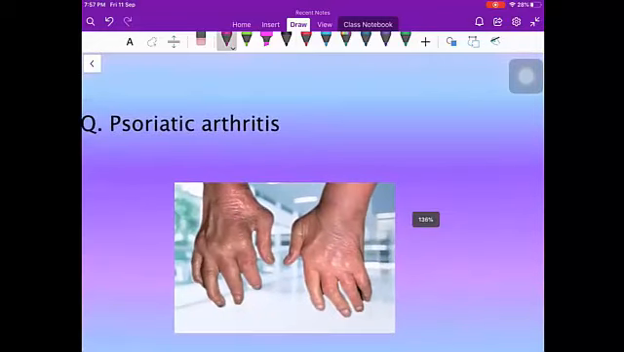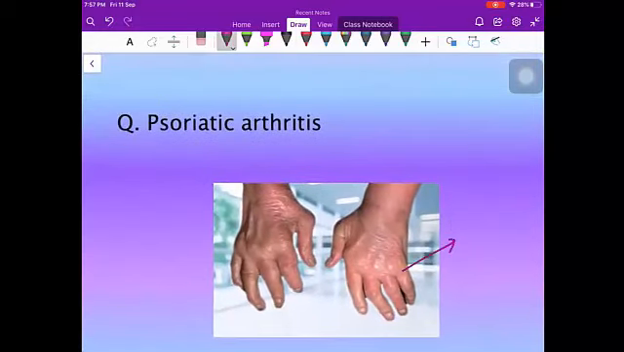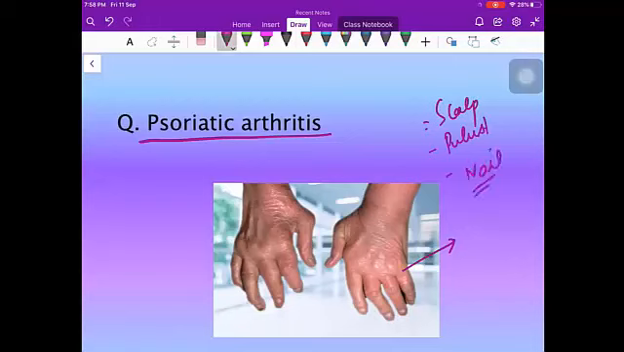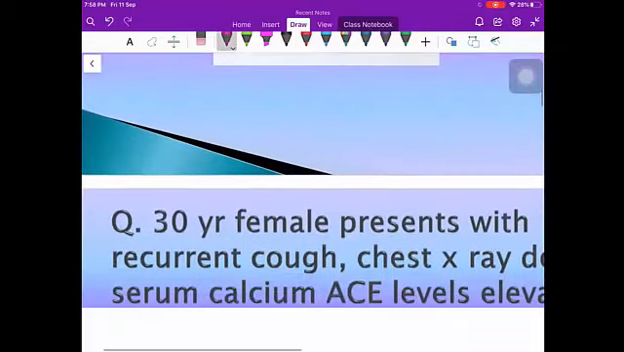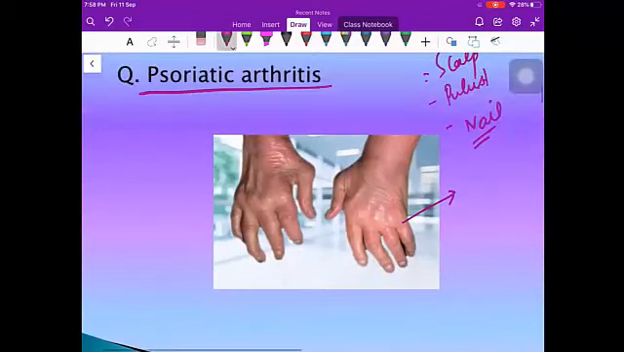Now, this was an image and it was psoriatic arthritis. Psoriasis occurs in the scalp. There is pustular psoriasis, there is guttate psoriasis, and the nail finding is very, very typical. There are silvery colored scales. So this arthritis was psoriatic arthritis. Well, you have to differentiate from osteoarthritis, rheumatoid arthritis, etc.